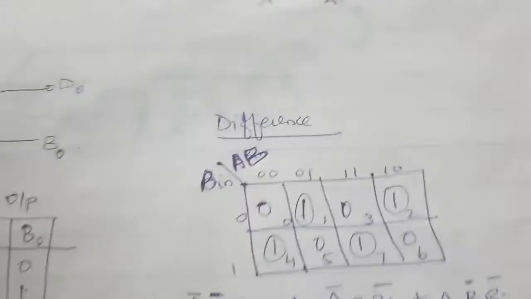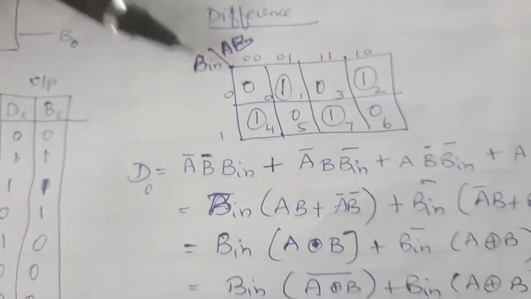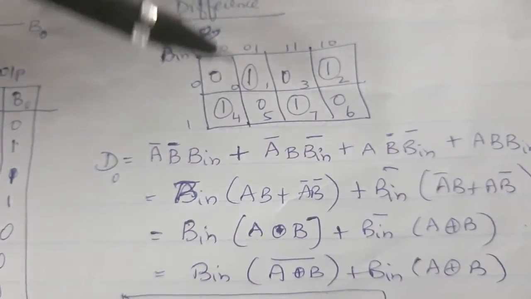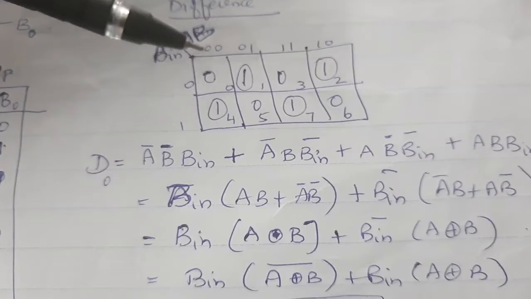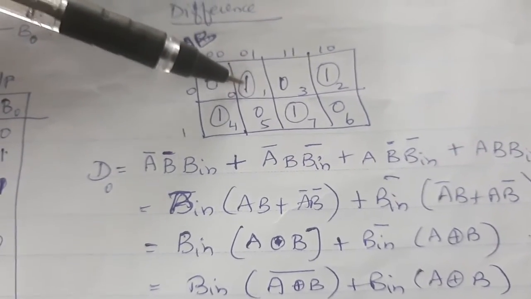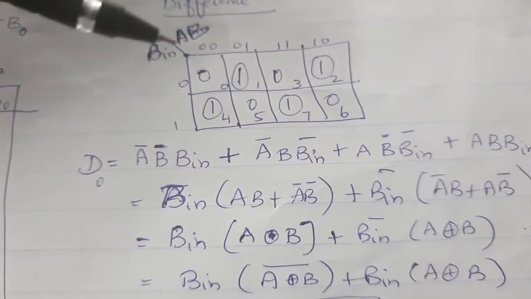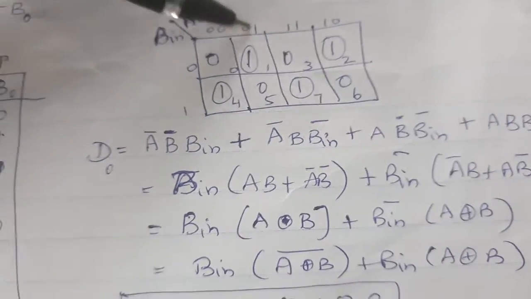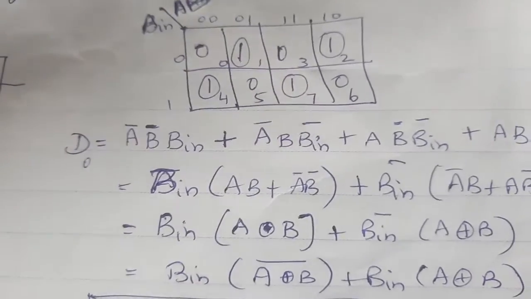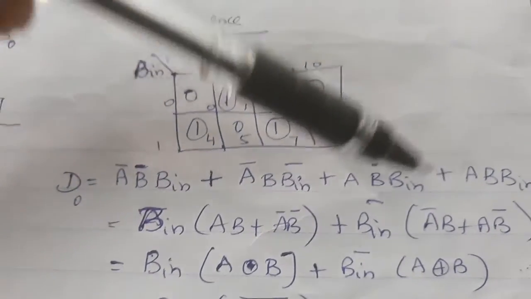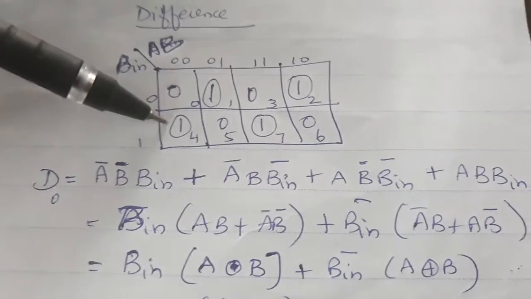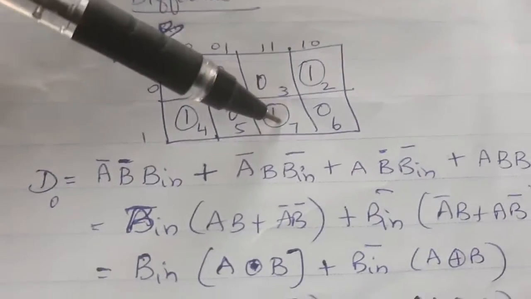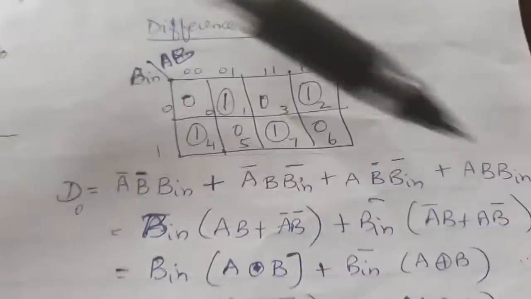So, difference out and borrow out. See, it's a 3-input K map. B in is on one side, AB is on the other side. Do the K mapping, a 3-variable K mapping. All four ones are individual, so write down the equation. The first equation is B bar in, A bar B. The second equation is B bar in, A B bar. The third equation is B in, A bar B bar. The fourth equation is B in, A B.